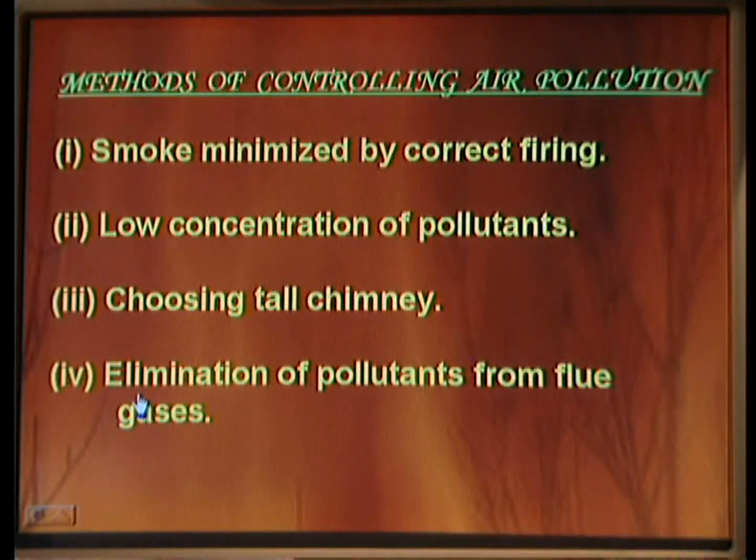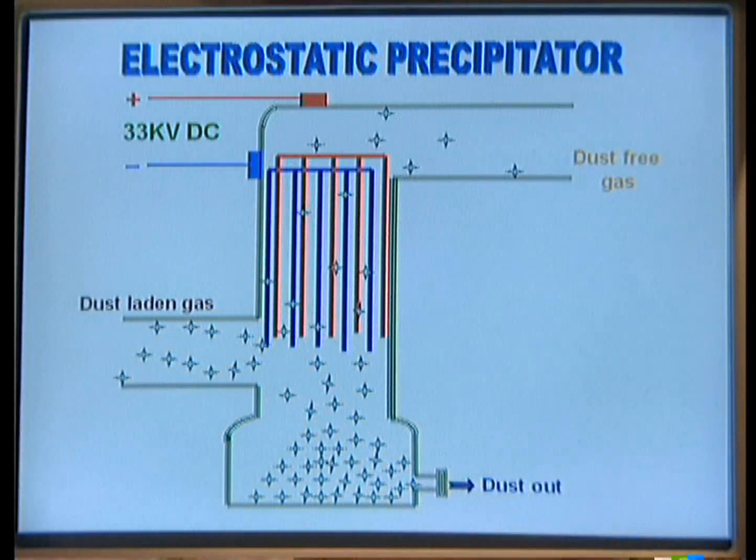And the fourth one is the elimination of pollutants from the flue gases. Yes, we are using the three methods, even then some pollutants are present in the flue gases. How are we going to eliminate them? We can eliminate them by using dust collectors. The dust collectors are mainly mechanical dust collectors, and another is the electrostatic dust collectors. Mechanical dust collectors can be used when the size of the dust particles is above 10 microns. If below that, they may not be used. At that time, we can use the electrostatic precipitator.